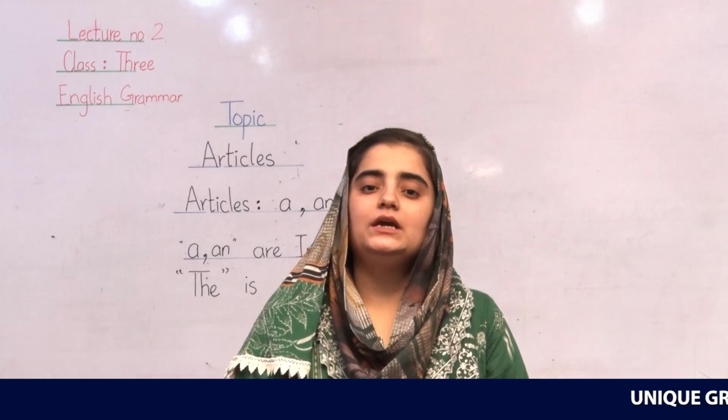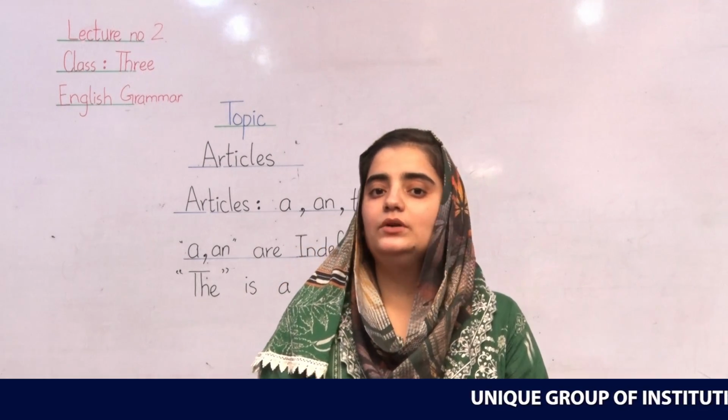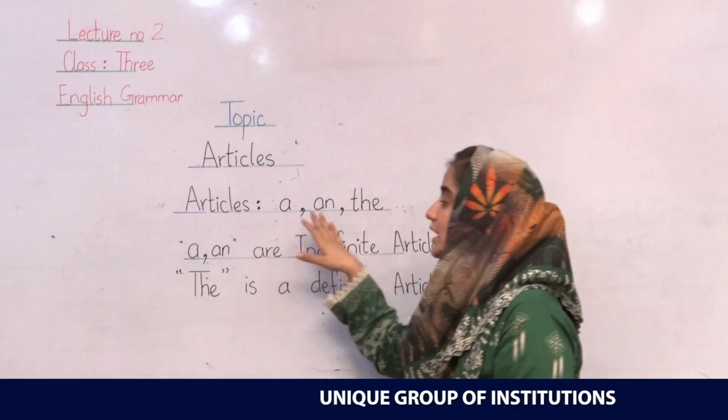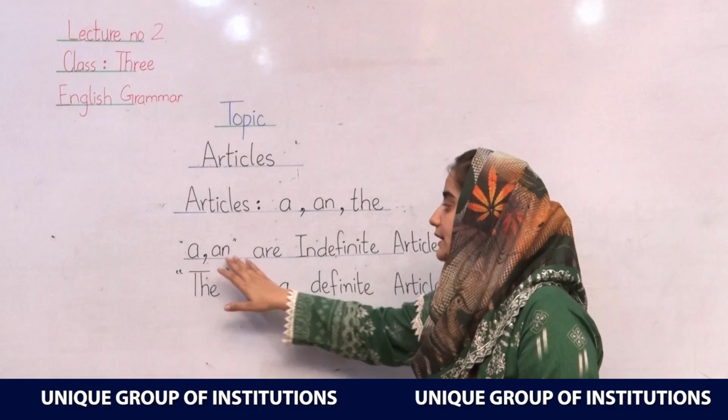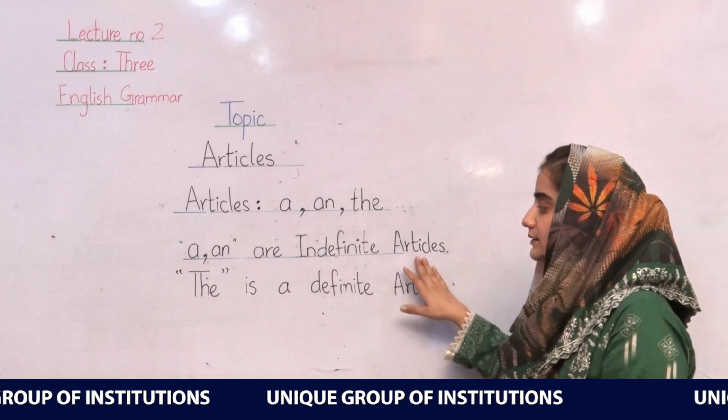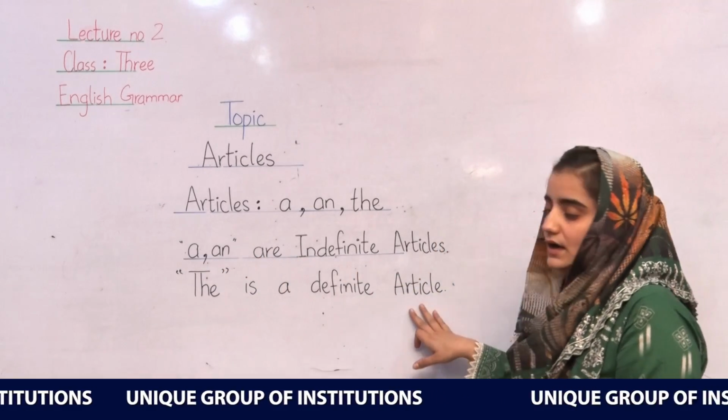Good morning students. Today our lecture number 2 is all about articles. Here are 3 articles in English: a, an and the. A and an are indefinite articles. The is a definite article.